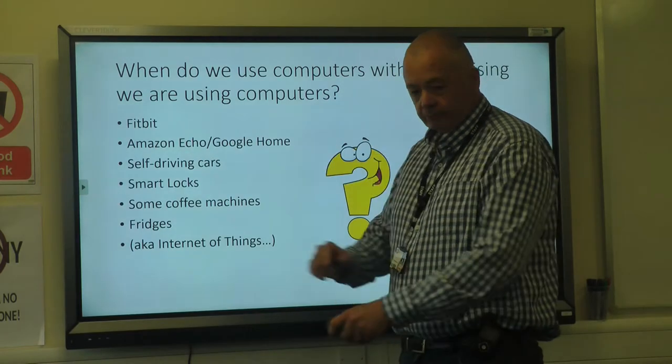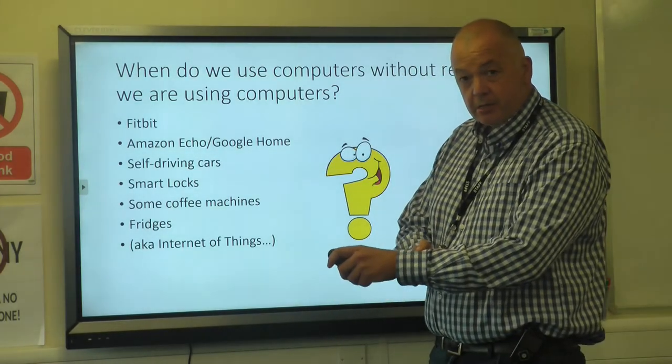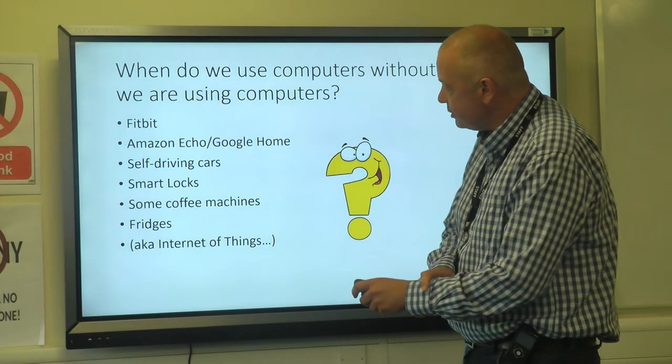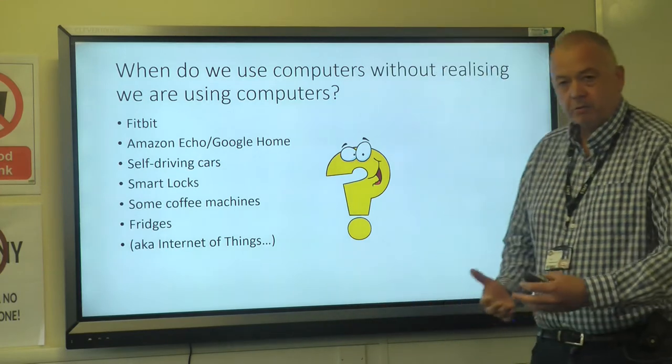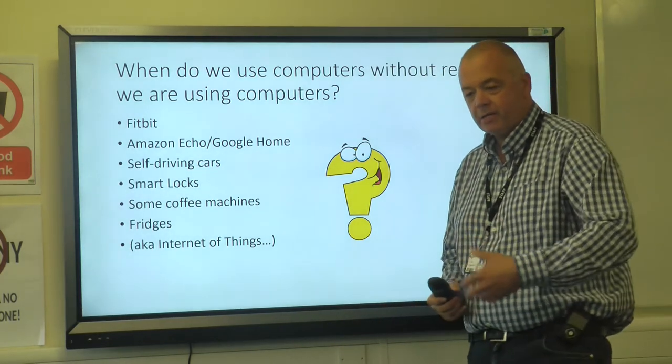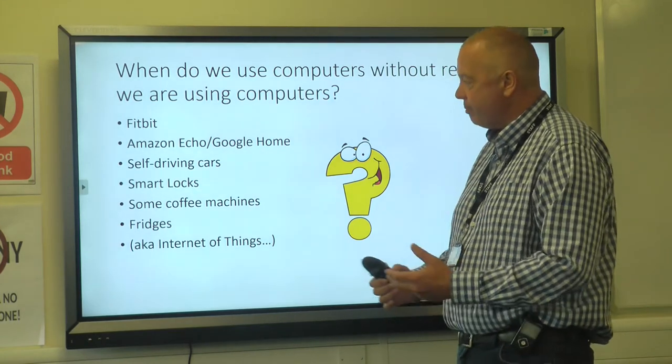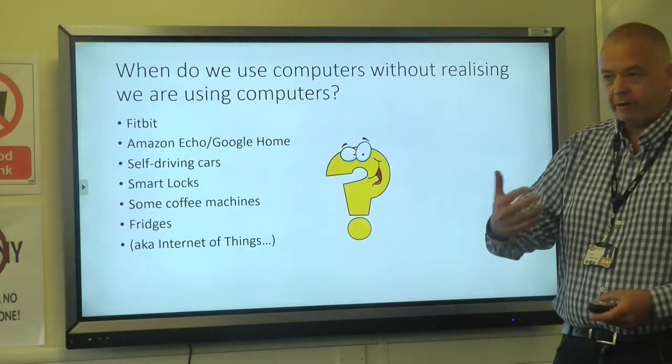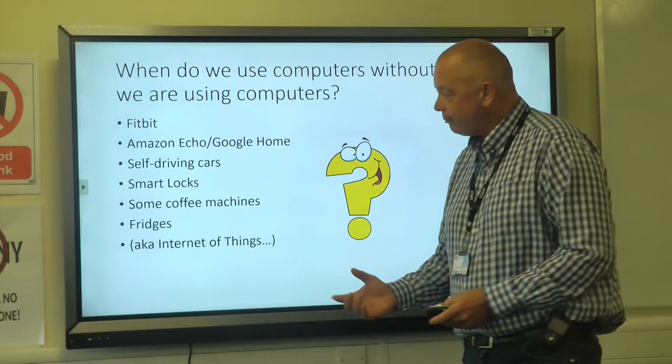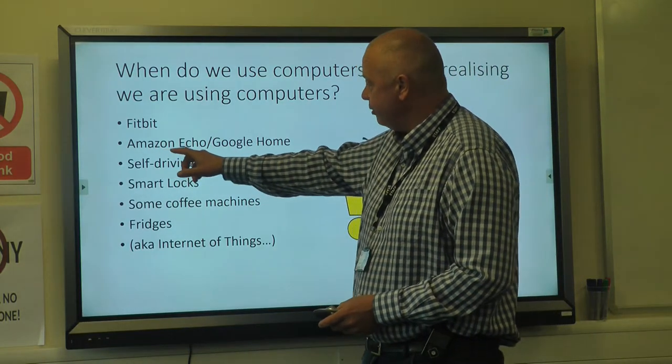So we've got a Fitbit. That thing that goes on your wrist, that's actually a computer. It's got its own operating system, and that's doing all sorts of things. It's tracking your heart rate, it's tracking your exertion, the number of steps you do, etc., where you are in the world. So there's a computer working there, and you might not realise it.